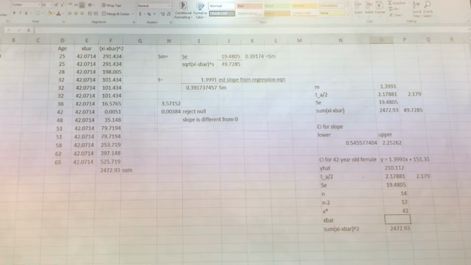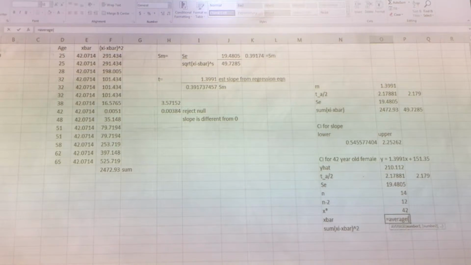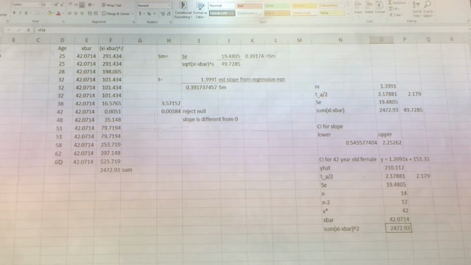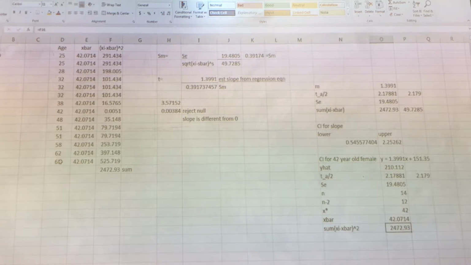The last thing I need is my x bar. How do I find that? Just the average of the ages, the average of all of these. Here's the guys. Oh, she's about the average age, so anyway, she's really close.